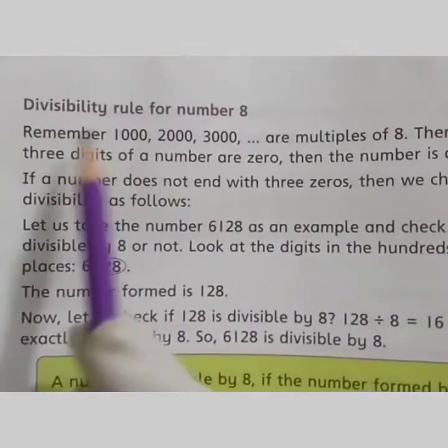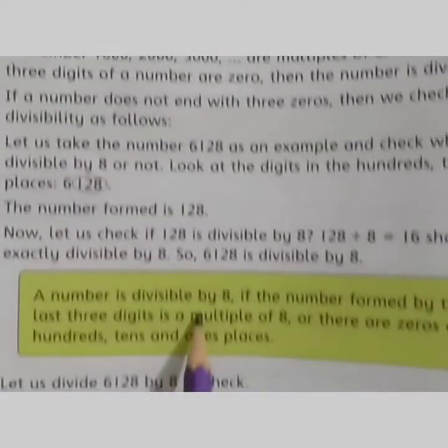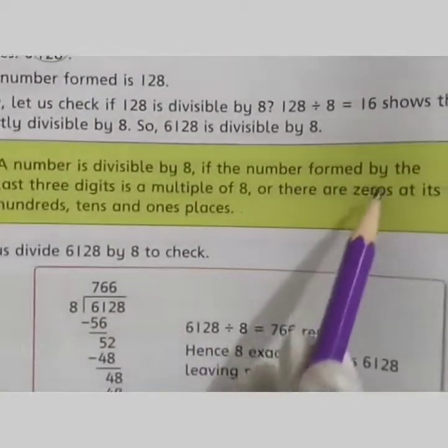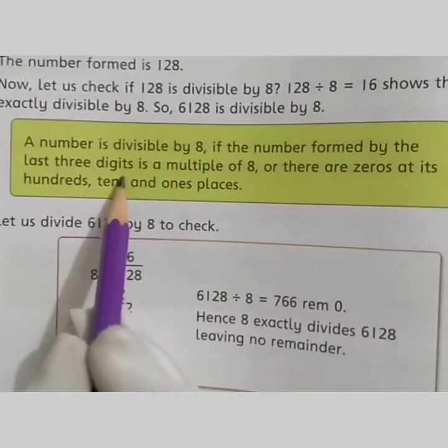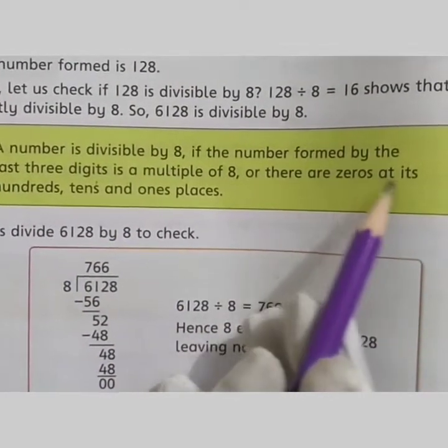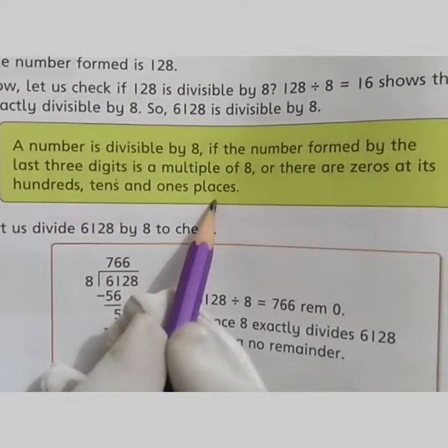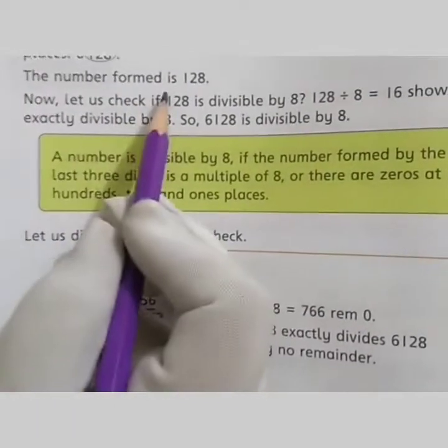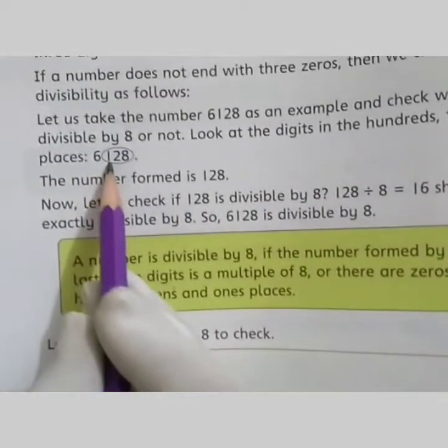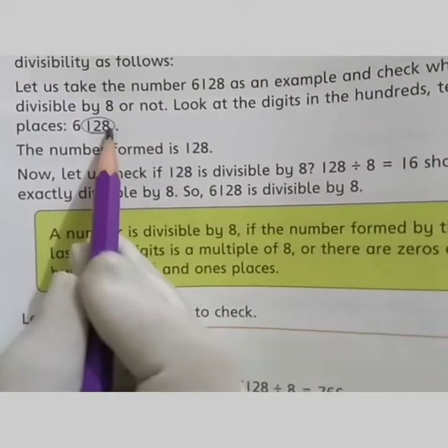Now, divisibility rule for number 8. A number is divisible by 8 if the number formed by the last three digits is a multiple of 8, or there are zeros at its hundreds, tens and ones places. Like if the number is 6128, the number formed by the last three digits is 128.